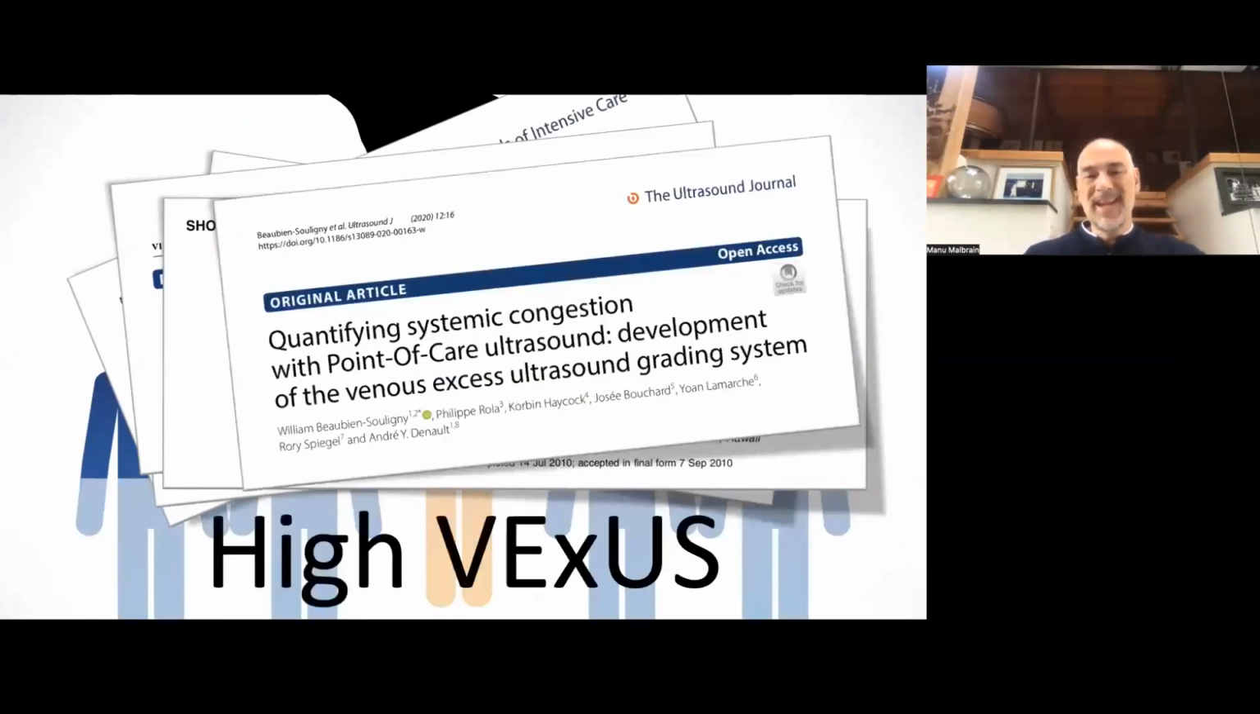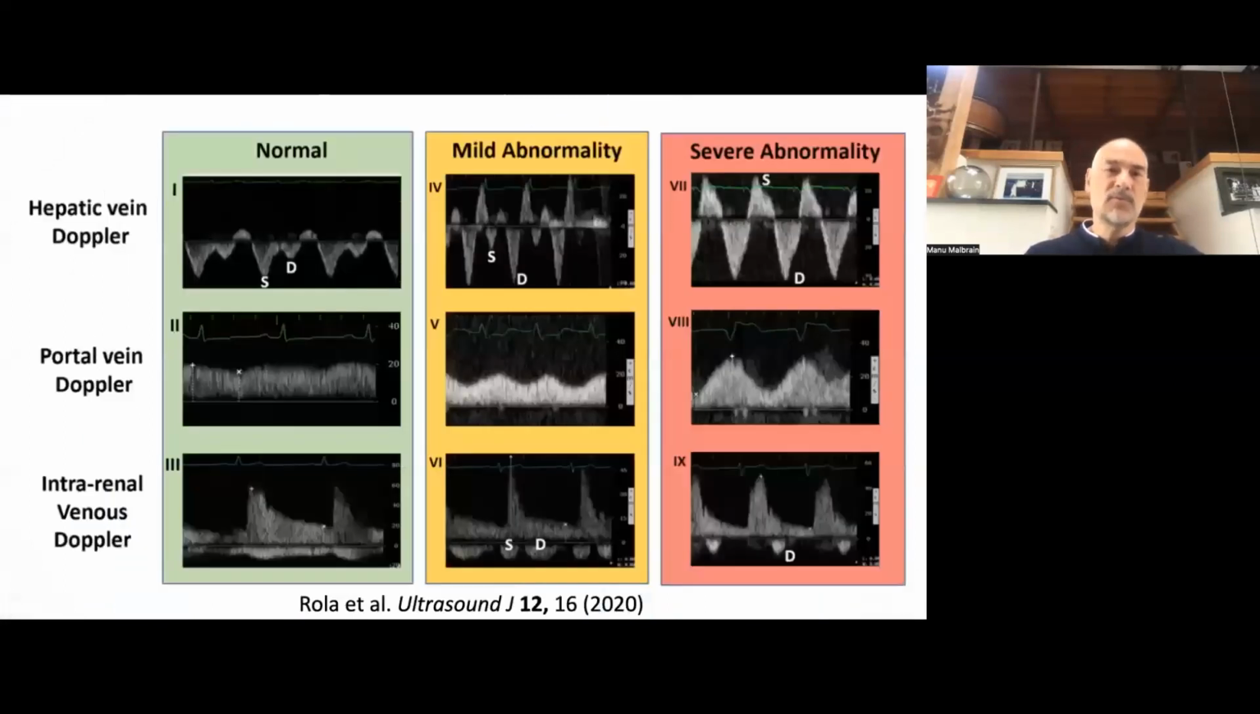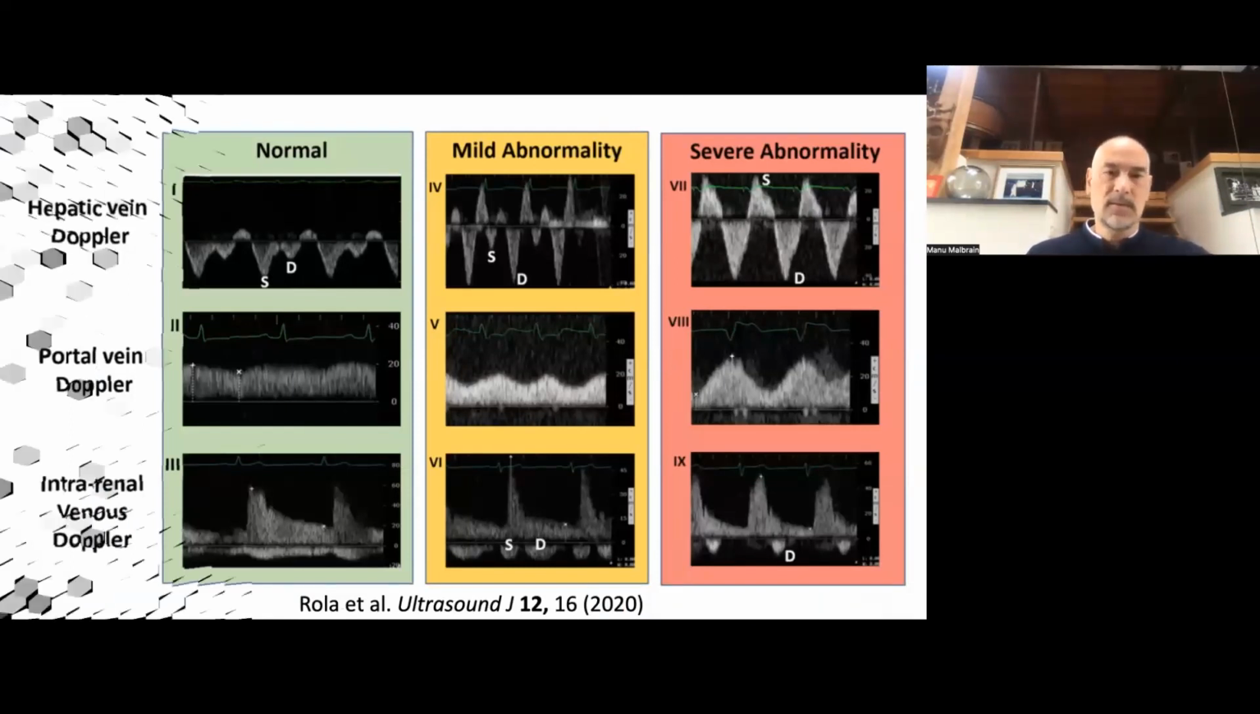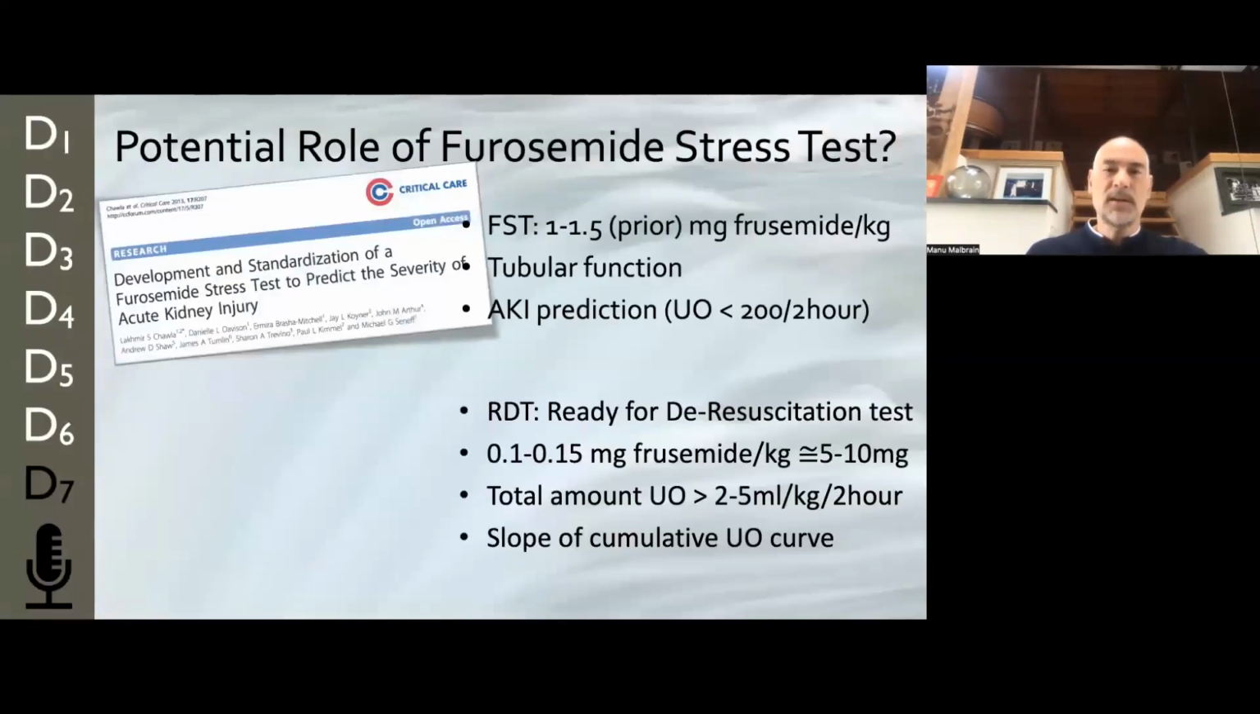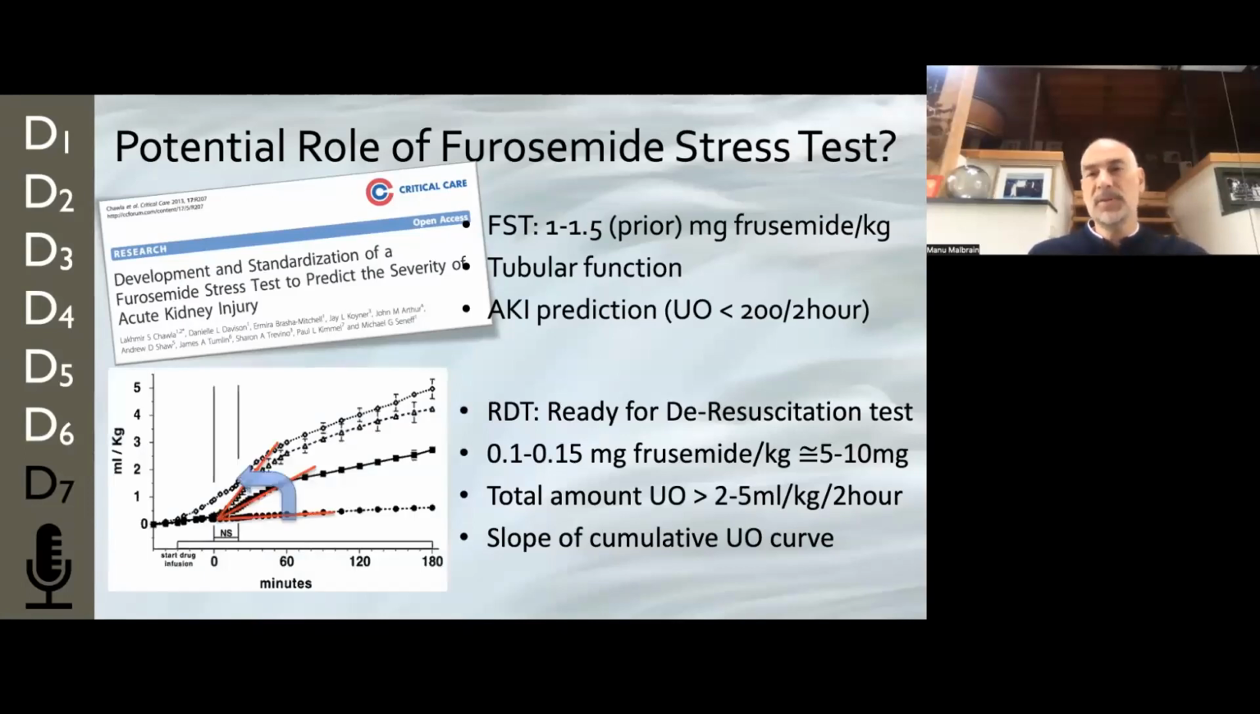What about this VExUS, venous excess by ultrasound? It has been very popular recently in discussion. You look at hepatic, portal, and intrarenal venous Doppler, and then you calculate the VExUS score, and this seems to be predictive for AKI congestion better than CVP. Maybe one more thing, the furosemide stress test, has been used by nephrologists to detect kidney injury and kidney reserve. You give a dose and look at your output. If it's below 200 in the next 2 hours, this may be a poor prognostic parameter.